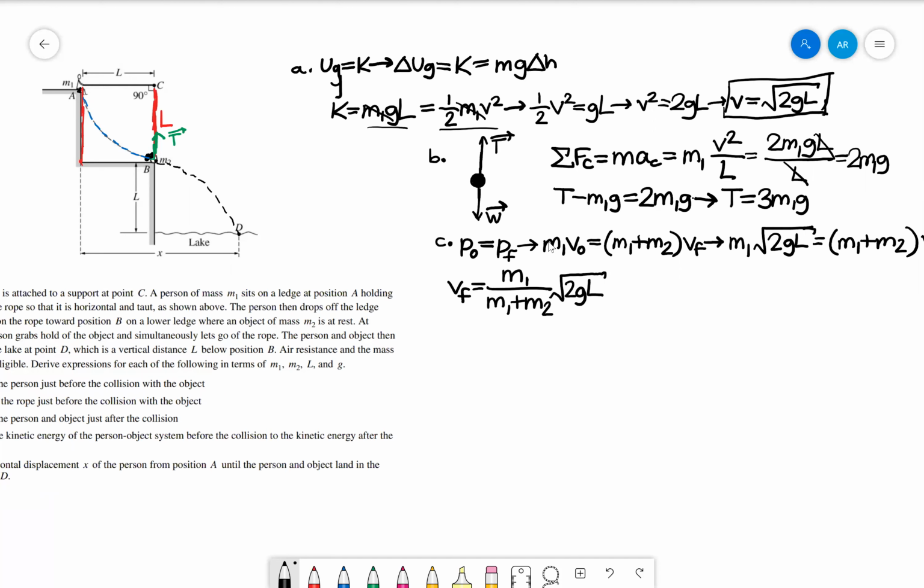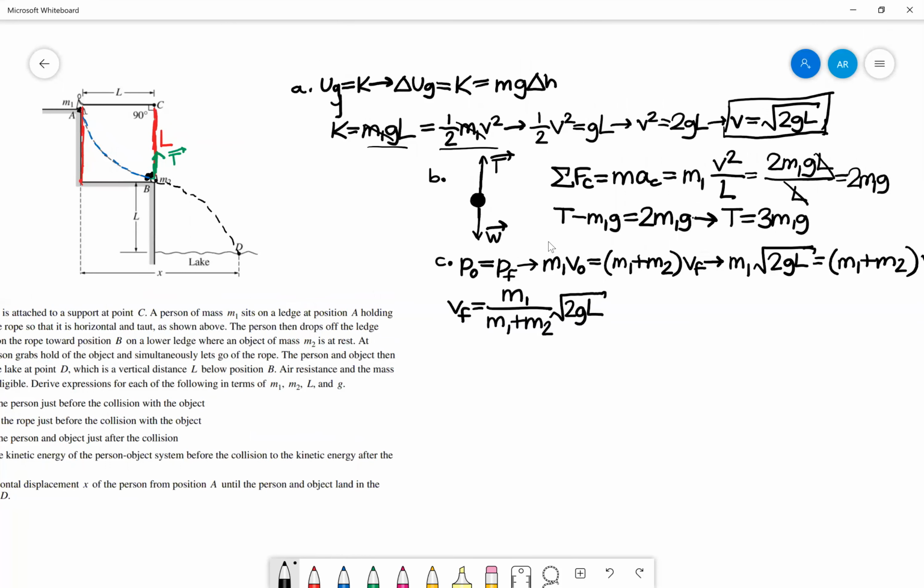This is probably the easiest portion, just because it's a very straightforward application of conservation of momentum. Momentum has to be conserved because there are no external forces giving an external impulse to this system. There are no forces changing the momentum of m1 prior to the collision, meaning that we can equate the two sides and solve for the final velocity, the final speed of the object just after the collision. Now let me check if there are any questions. Are there any questions so far?